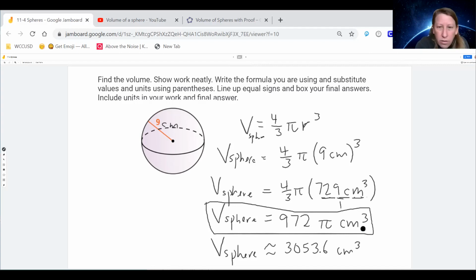But I did 3,053. There it is. Okay, so it depends on the situation. Math people generally like the exact answer, but if you're building something or manufacturing something and you need to know how much material you're going to need to build this thing, you would need to do the decimal approximation.